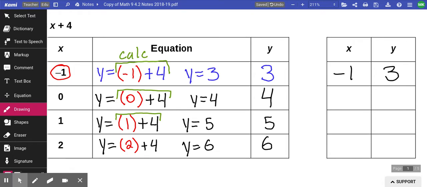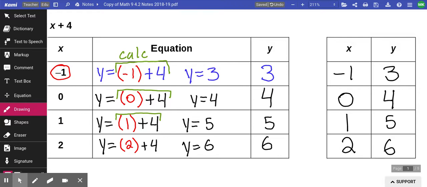So that means when x equals 0, y equals 4. That would be a point on my graph. When x equals 1, y equals 5. That would be a point on my graph. And when x equals 2, y equals 6. And that would be another point on my graph.